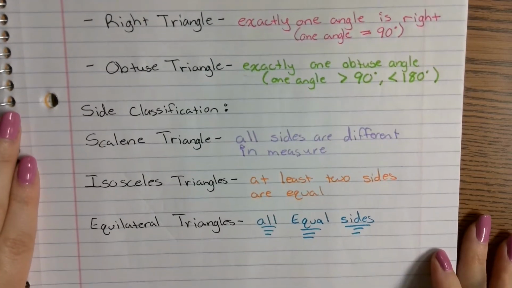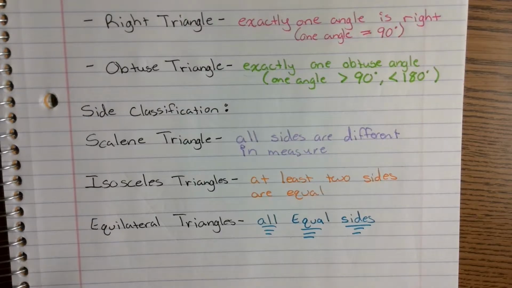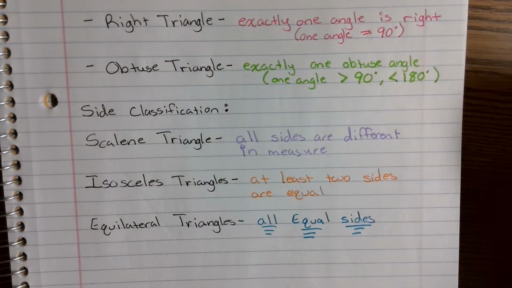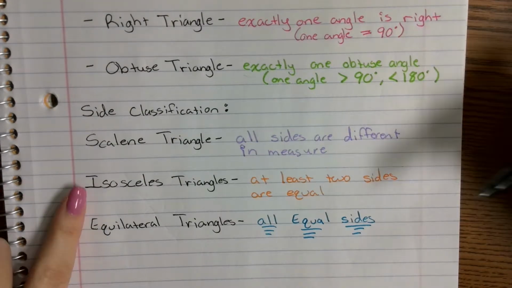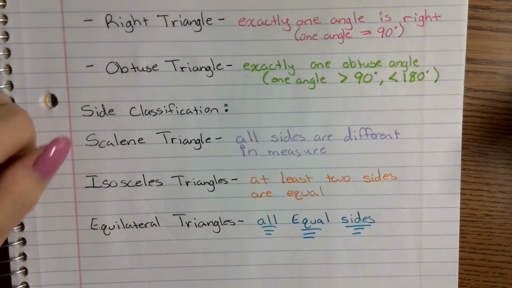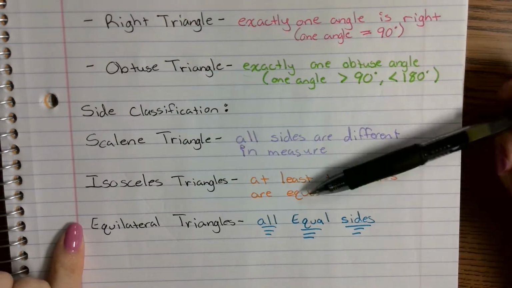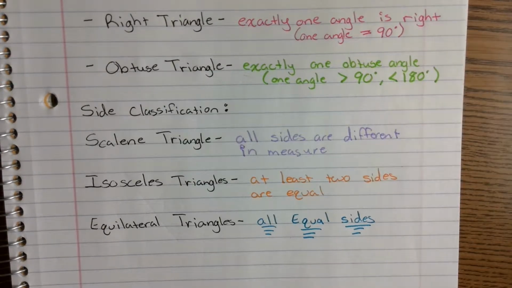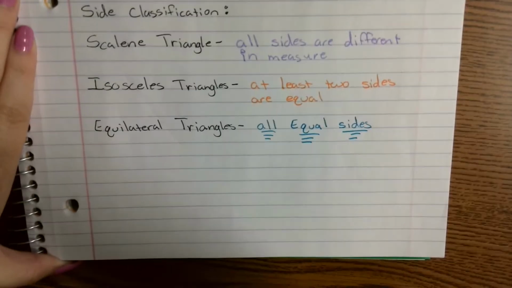Side classifications. Scalene triangles means that all the sides are different, which also means all the angles are different in measure as well. If the sides are different in measure, the angles are going to be different in measure. Isosceles triangle, at least two sides are equal, which also means at least two angles are equal. And then equilateral triangle, all the sides are equal, which means all the angles are equal, and all the angles happen to be acute. So that's what we talked about yesterday.